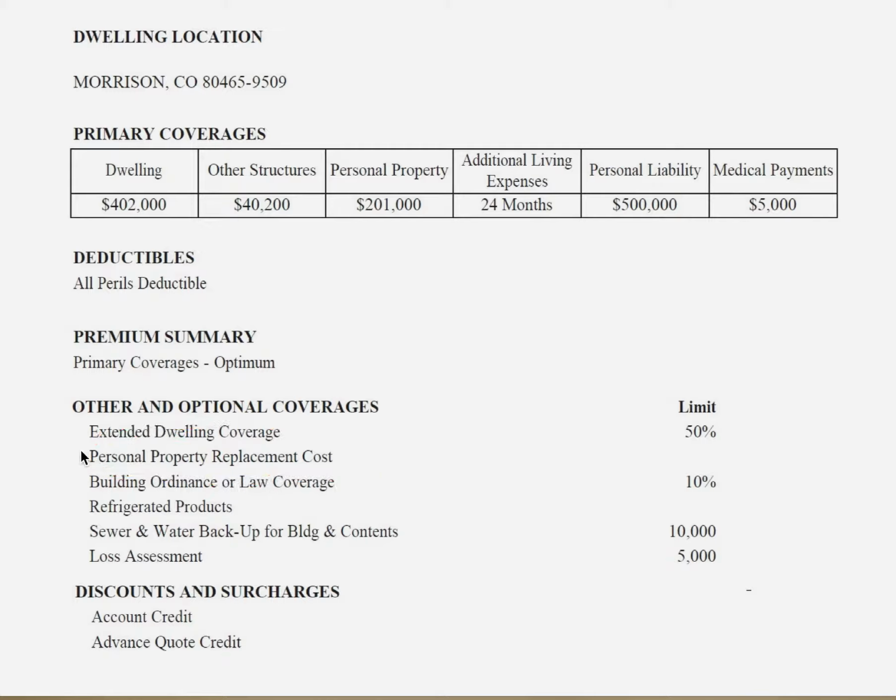So moving forward, let's talk about building ordinance or law coverage. Now, as you can see in this example, it's covered at 10%.